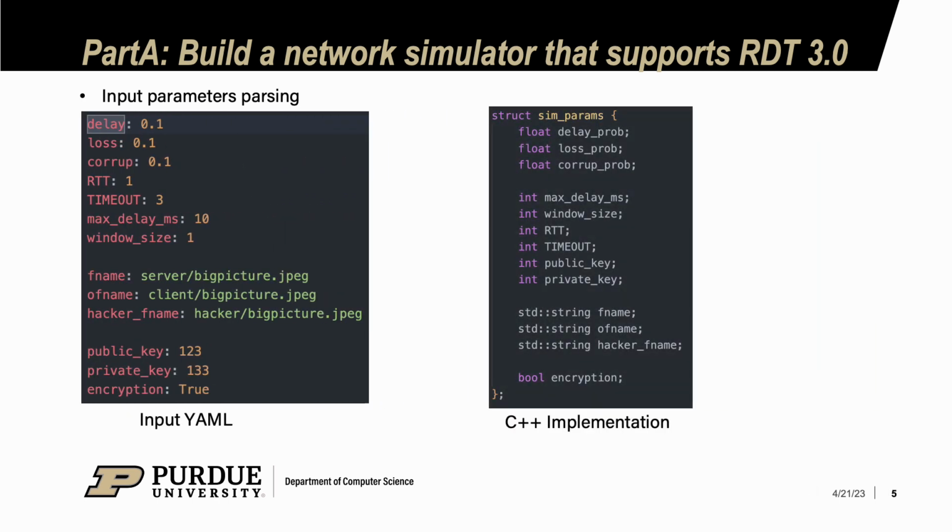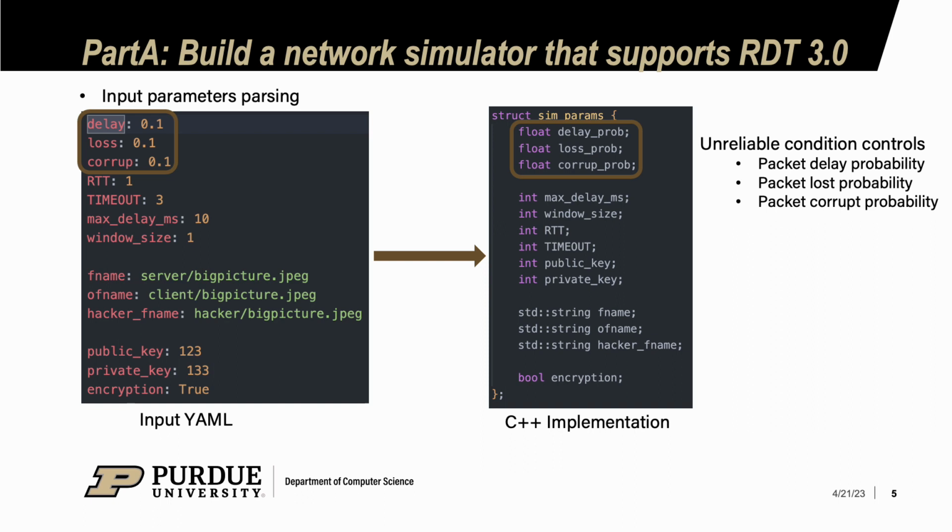Here's an example of how to provide input parameters for our program. We parse the input YAML file and convert it to a C++ struct to facilitate the handling of user inputs. The user can control the probability of packet delay, loss, and corruption, allowing for a comprehensive simulation of an unreliable network.